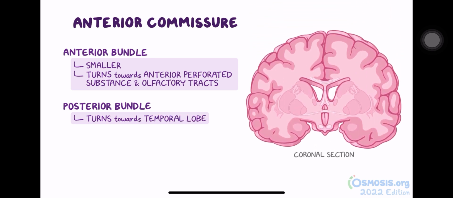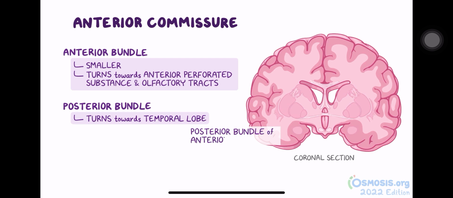On a coronal section, we can see the posterior bundle of fibers cutting through the inferior part of the lentiform nuclei while heading towards the temporal lobe.